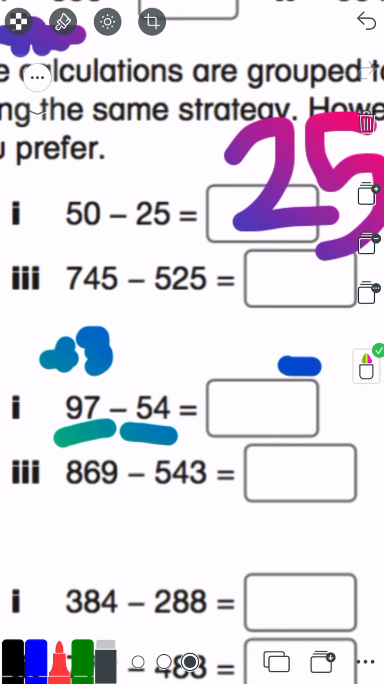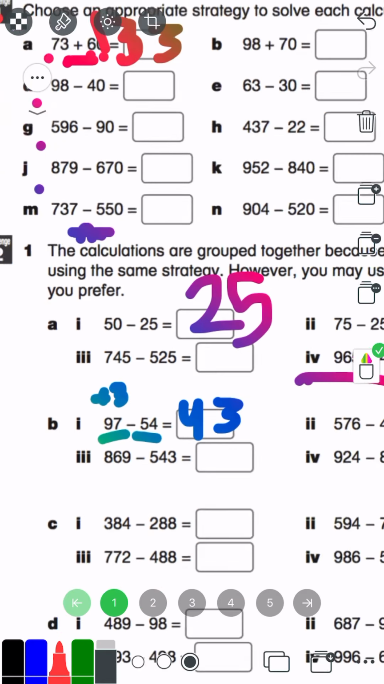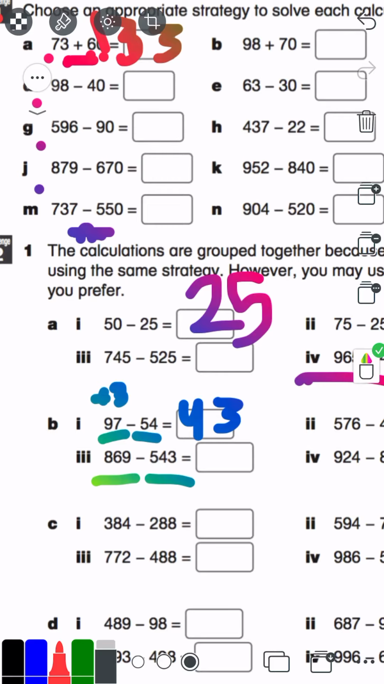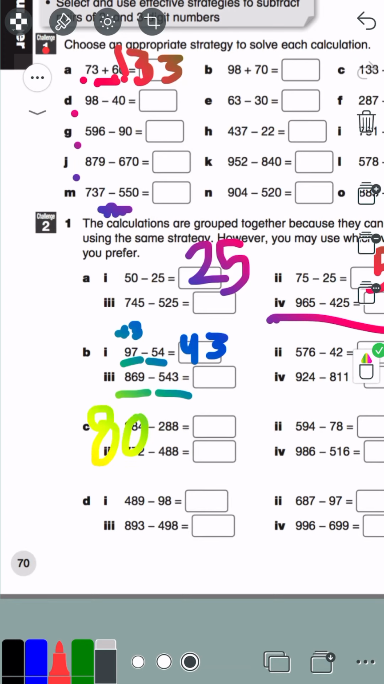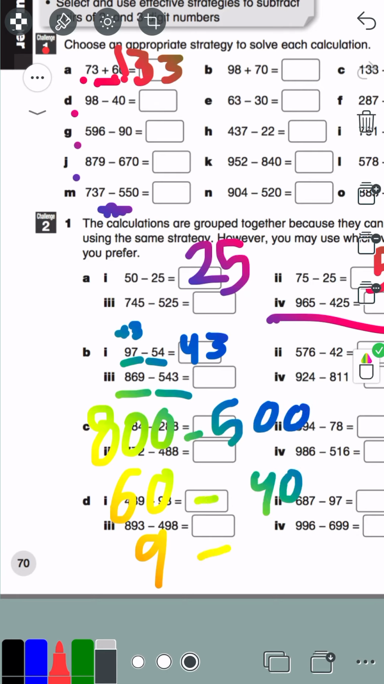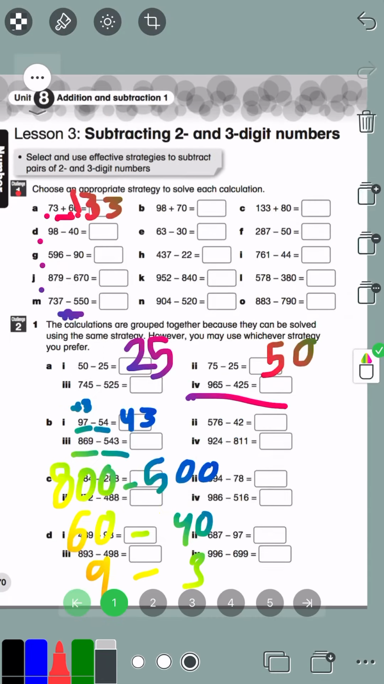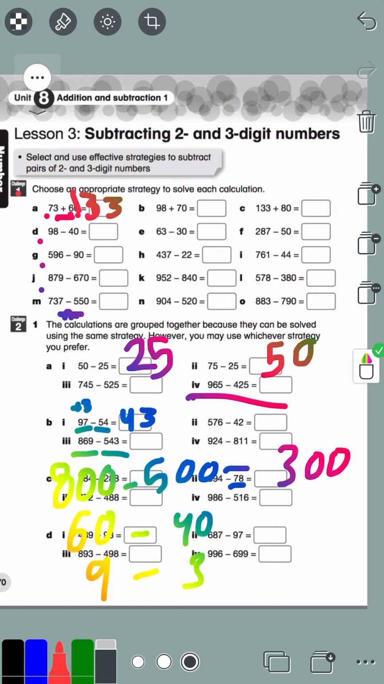So 7 minus 4 equals 3. 9 minus 5 equals 4. So here we can split up the hundreds, tens, and ones, and subtract them from each other. So here we have 869 minus 543. So 800 minus 500 equals 300. 60 minus 40 equals 20. 9 minus 3 equals 6. So the answer is 326.